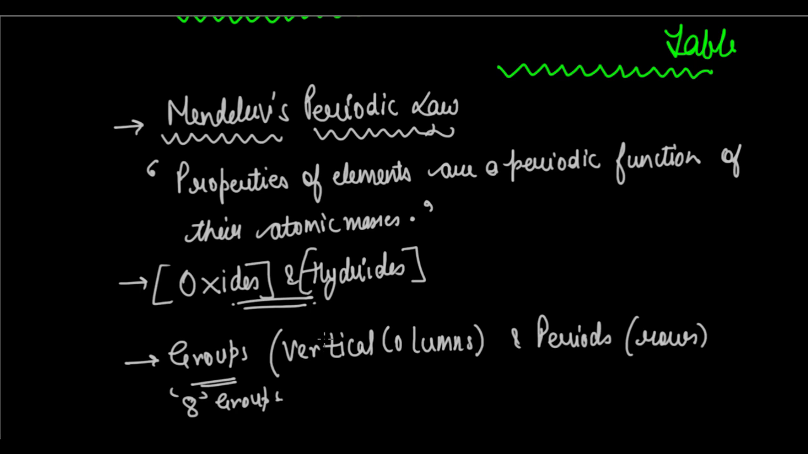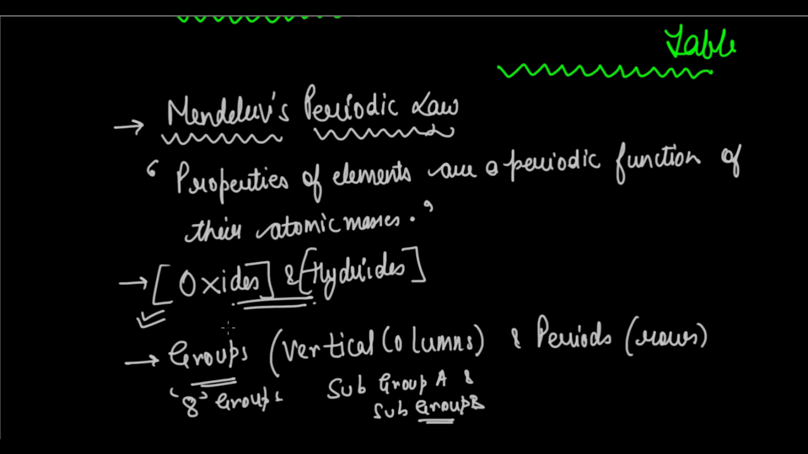and each group had 2 subgroups, subgroup A and subgroup B. So each of the 8 groups except for the last group had 2 subgroups, subgroup A and subgroup B, except for the last group, that is the group 8, right? And then it had periods, which were horizontal rows of elements. Okay, so he formulated general forms of oxides and hydrides, and there were 8 groups, and for each group there was a unique formula for oxide or hydride.